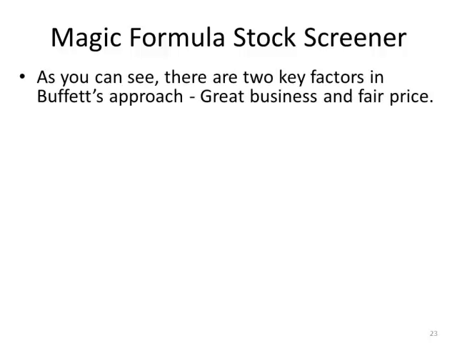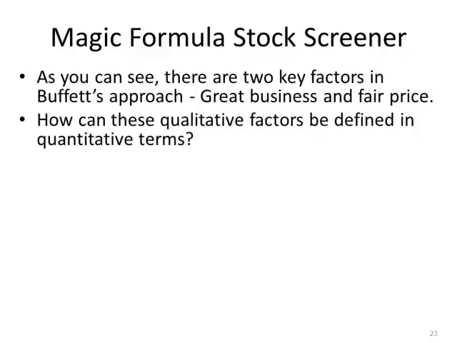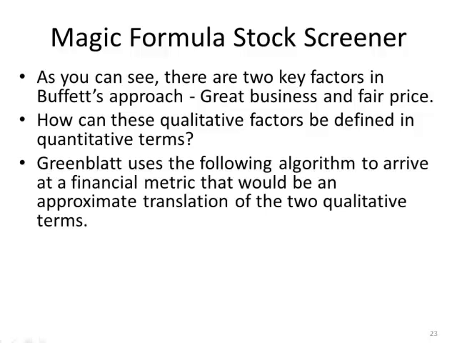So let's start by focusing on what the two key factors in Warren Buffett's approach are. Well, we're looking for a great business and we're looking for a fair price. So we'll try and break these down and see how we can quantify each of these factors. So let's think, how can these qualitative factors be defined in quantitative terms? Greenblatt uses the following algorithm to arrive at a financial metric that would be an approximate translation of the two qualitative terms.